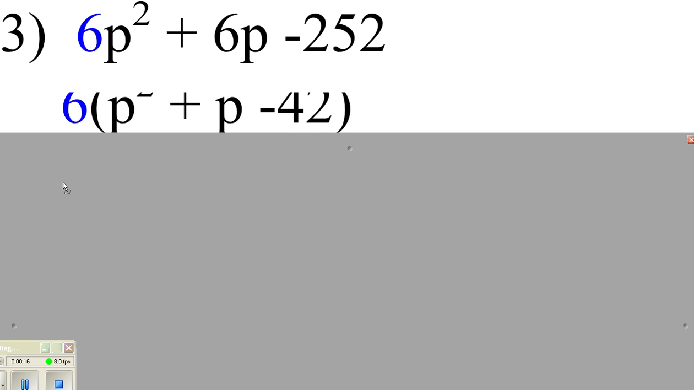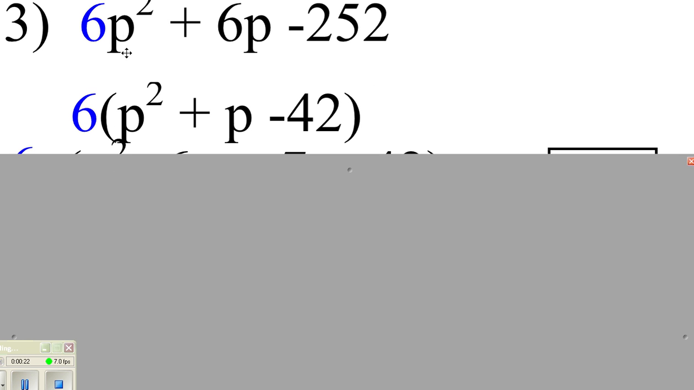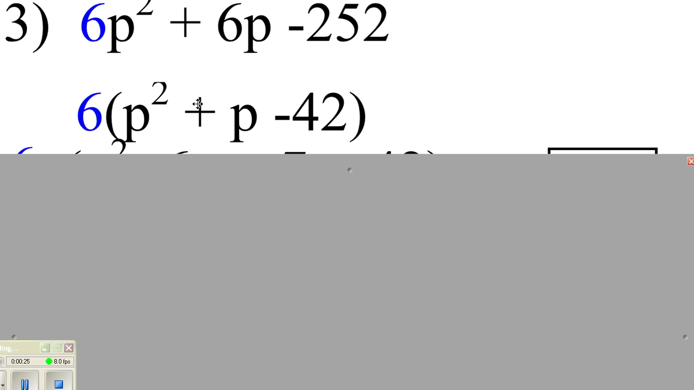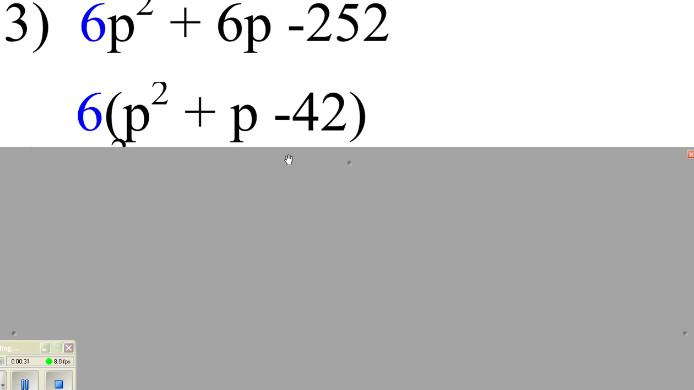Reverse distribute, or reverse FOIL. In this case, we're introducing the negative term here, and so first of all, as always, we pull out any common factor for the three terms together, and we can see there is a common factor of 6 in all three terms. So we would first factor out that 6, and then we would ask the same question we have been asking. What two numbers can we multiply together to get 42 and add them together and get a 1? This would be a 1 here.